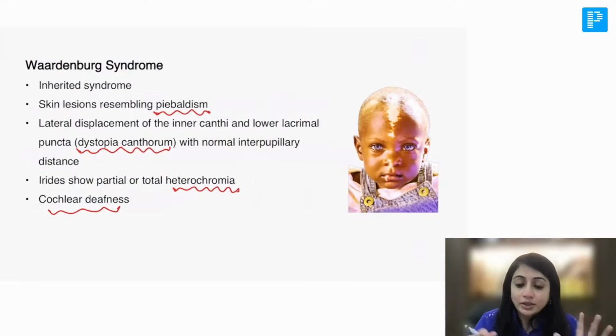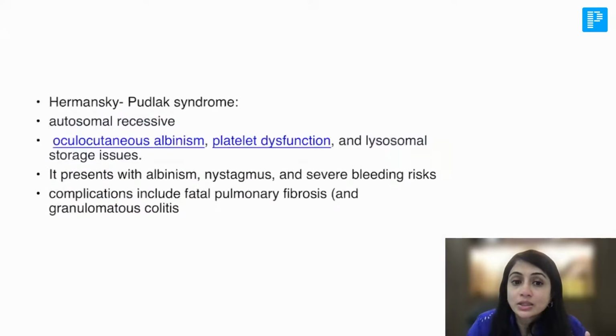The third syndrome which I provided was Hermansky-Pudlak syndrome, which presents with oculocutaneous albinism. Along with that, the patient has platelet dysfunction, so bleeding disorders will be there, and there may be lysosomal storage disorders also. So if platelet dysfunction or bleeding defects are given, think of Hermansky-Pudlak syndrome.